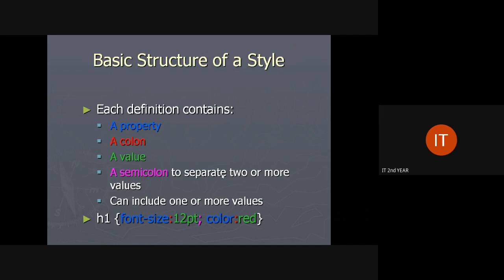The definition or structure of CSS is property, colon, value, and semicolon. That is, h1 is the tag name, and within curly braces we have to provide the styles: font-size, colon, that is the property name is font-size, colon, then the value is 12pt. If we want to add some more properties we have to provide a semicolon, then color, colon, red. And after giving all the styles we need, we have to close with the curly braces.